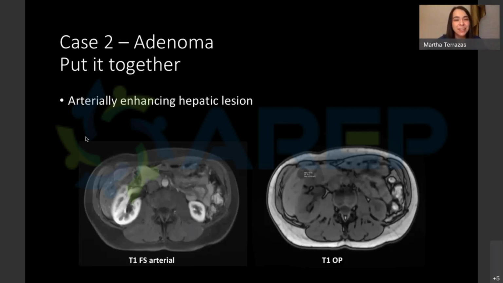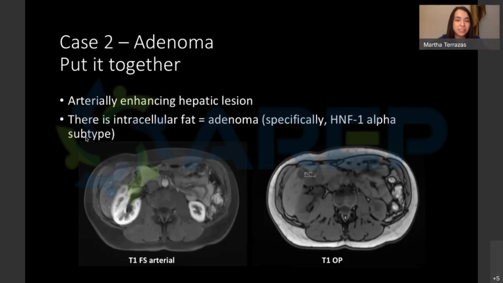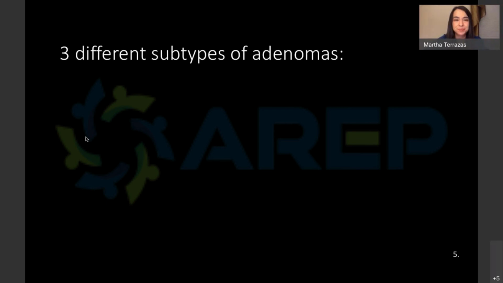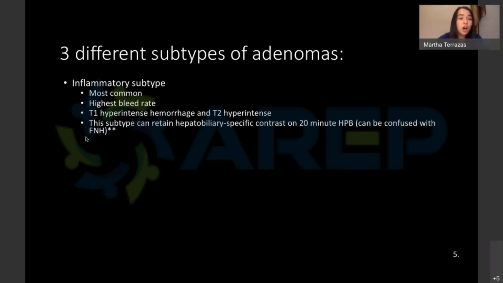So putting this case together, we have an arterially enhancing liver lesion, and our opposed phase and in phase show us that there is intracellular or microscopic fat, showing us that this is an adenoma, specifically the HNF1 alpha subtype. So there are 3 different subtypes of adenomas. The most common are the inflammatory subtypes. These are the ones that have the highest bleed rate.